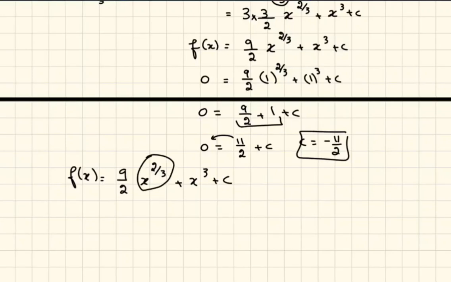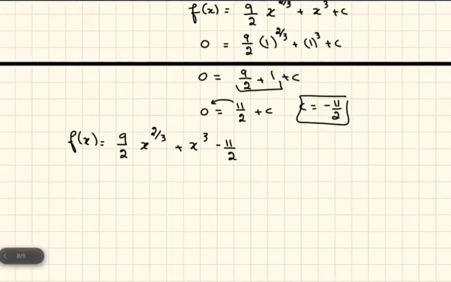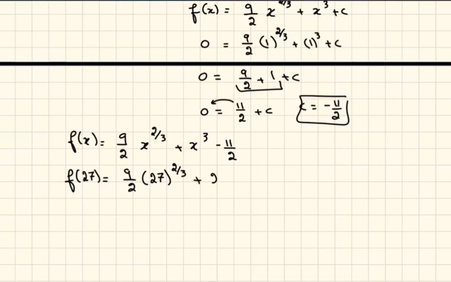Now you can rewrite this in radical form or root form if you want, but no need because the question is not asking to simplify. Instead of the c we got it, which is negative 11 over 2. Now the question here, they told you find f of 27. F of 27, it means instead of x, replace 27. Use the calculator and get the answer.